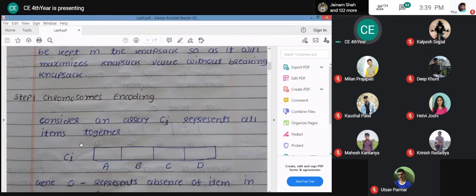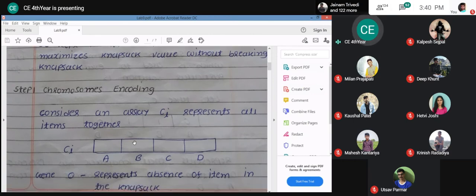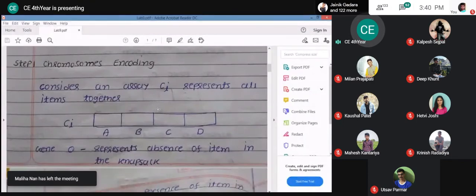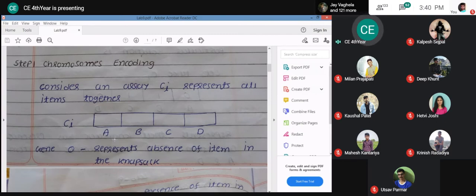Now here in the knapsack problem, I am considering an array C_i that represents all items together. I will explain in this way because when you implement it, you can represent the chromosome in this way. You can declare the array like this, or whatever approach, but I am showing you this approach. By using the array, you can represent the chromosome.